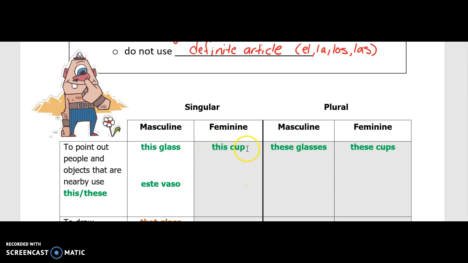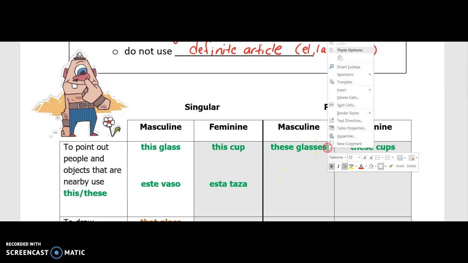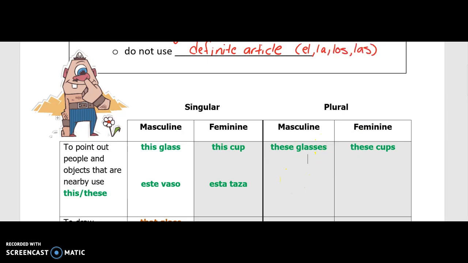But if we come over here to the right-hand side, the feminine, you're going to change este, and you're going to make it feminine. Think about it. The most logical thing to do, esta. And we're going to use cup, taza, esta taza. These, believe it or not, is the plural of this. So this one is one thing. These are close to you as well. That is the plural form of this.